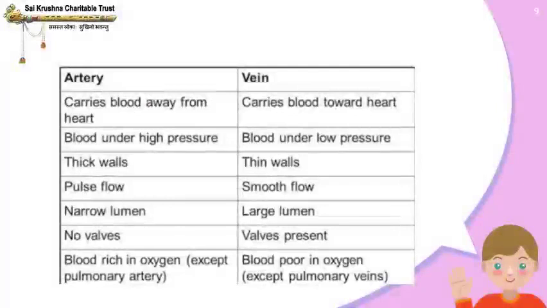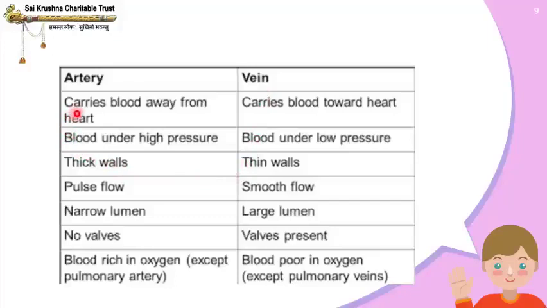Now, what are the main differences between arteries and veins? Arteries carry blood away from the heart, because they carry blood from the heart to all the cells. Veins do the opposite. They bring blood towards the heart, because they carry blood from the cells to the heart. Because the heart is pumping the blood, the arteries are under high pressure, whereas in the veins the blood is under low pressure because it is just coming back to the heart. They don't have that much pressure.